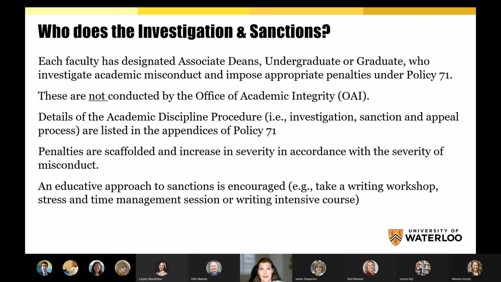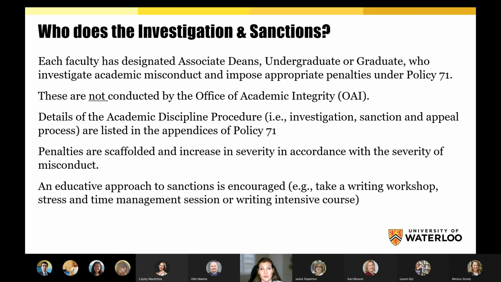So at a bare minimum, you would have someone that would lose points off of the assignment, as well as off of their grade, their average for the course. And then it raises in severity from there. Sometimes there could be severe cases where a student might be suspended. Obviously there would have to be some pretty serious misconduct for them to get to that level. All that is described in Policy 71.